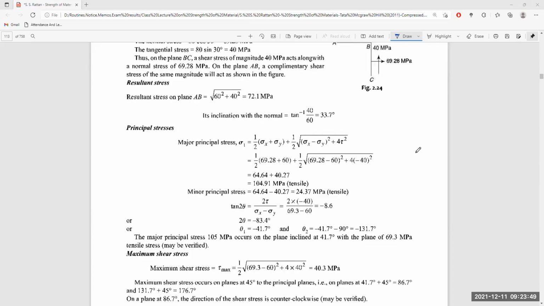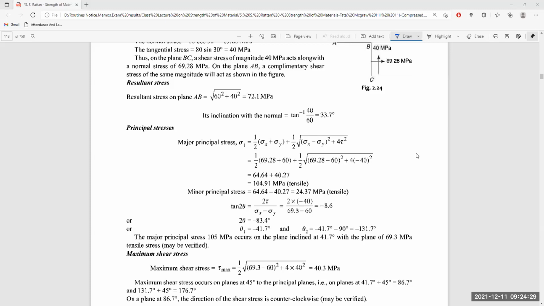Now what is going on here? Sigma x plus sigma y, half. So all the respective values are put. Sigma x we have calculated, put it here. Sigma y is given, put it here, and tau equal to 40 we have calculated, that is also put here. So the major principal stress after the calculation is 104.91 MPa, which is tensile in nature as it is positive. For the minor principal stress, the negative sign has to be put here to get the minor, which is 64.64 minus 40.27, that is 24.37 MPa.